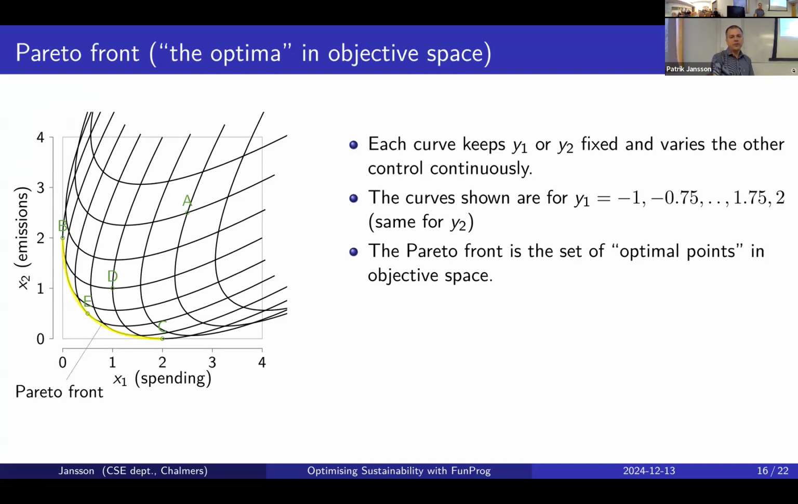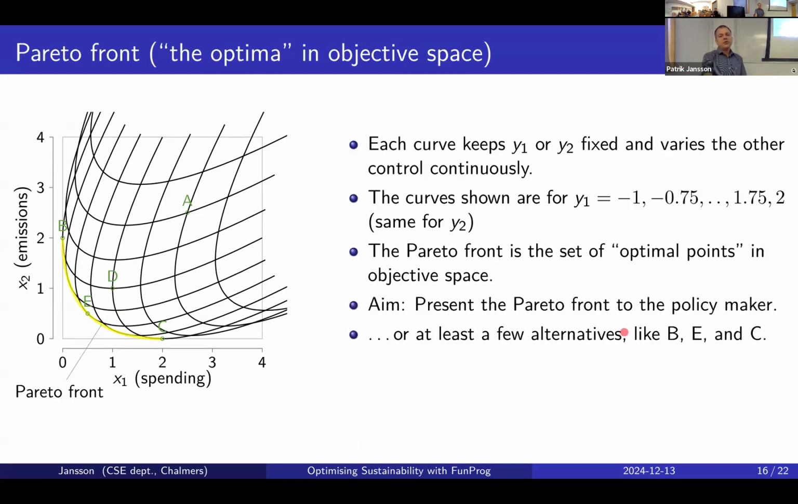And to sum up, I would say you want to present the Pareto-front to the policymaker, or at least a few alternatives, like here B, E, and C. Like, okay, these are choices you can make, and this will give different trade-offs of the different objectives.